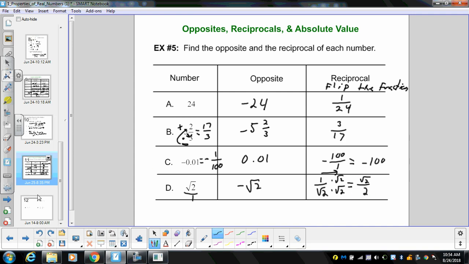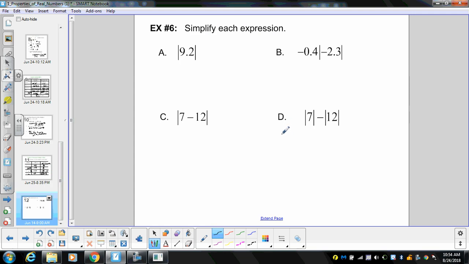All right, so last slide. Example 6. Simplify each expression. Well, what's the absolute value of 9.2? Again, it's a positive number. How far is it away from 0? Your answer should just simply be 9.2, because it is that far away from 0.